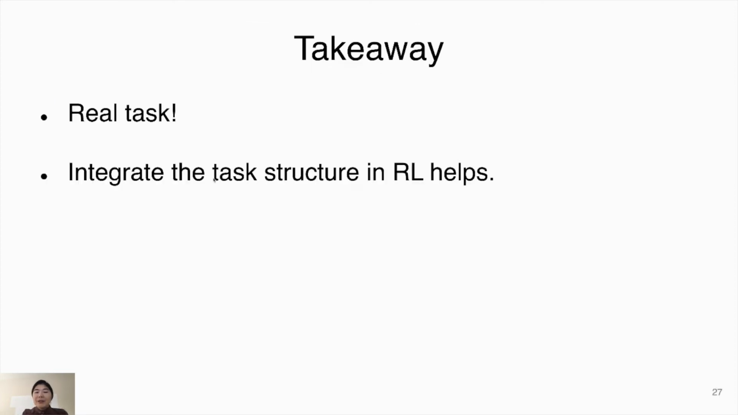Before we go on to the next task in solving this problem, we want to summarize that hierarchical task structure is really useful in making decisions. Giving the machine certain human intuition can really help it converge faster and make better decisions. This is an interesting task we can extrapolate later for real practical applications.